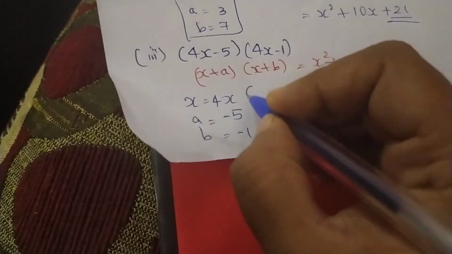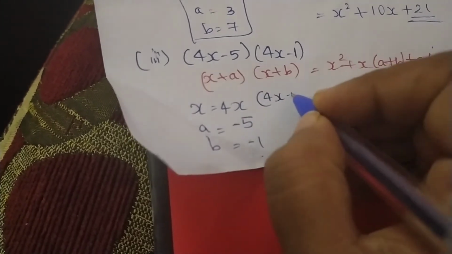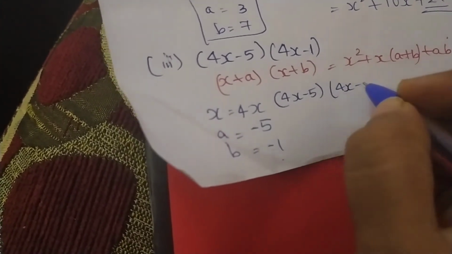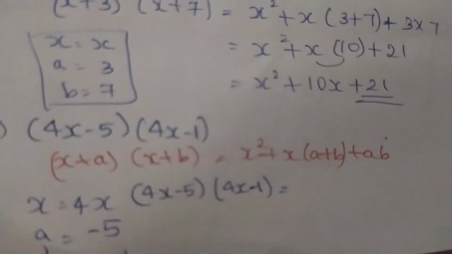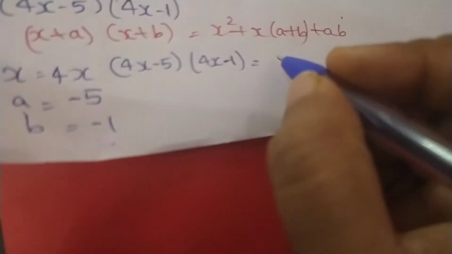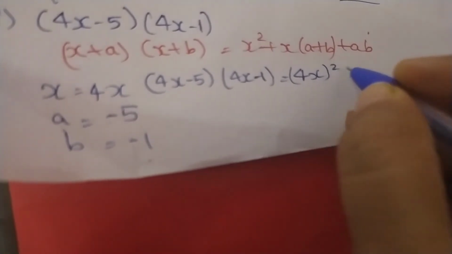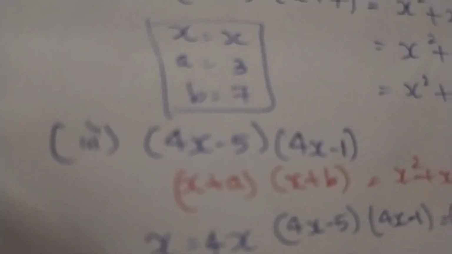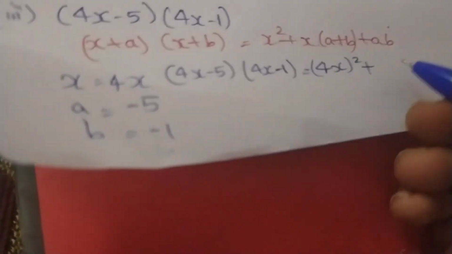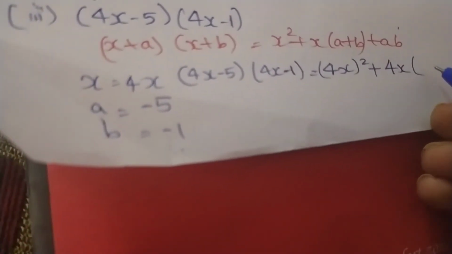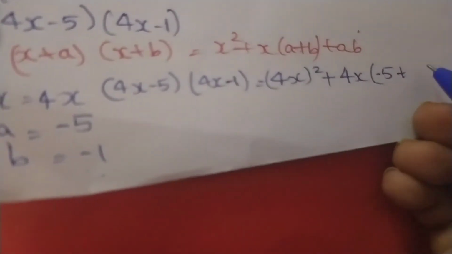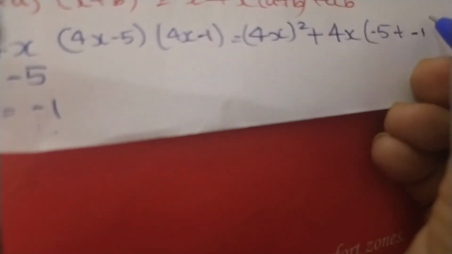Now let's substitute. (x + a)(x + b), that is (4x - 5)(4x - 1), is equal to x squared. What is x squared? x is 4x, so we write this as (4x) whole squared. Two terms, so we put a bracket. Plus x into (a + b). What is x? 4x into (a + b), that is (-5 + -1), plus ab, that is minus 5 into minus 1.